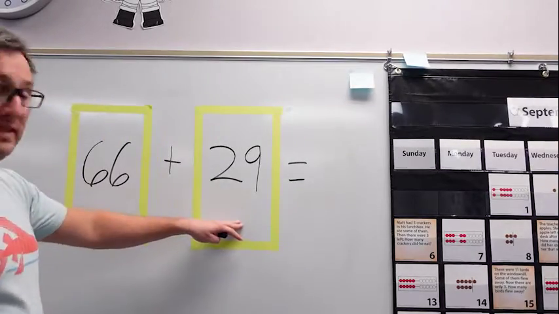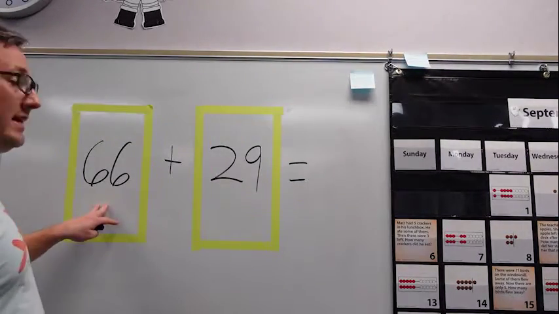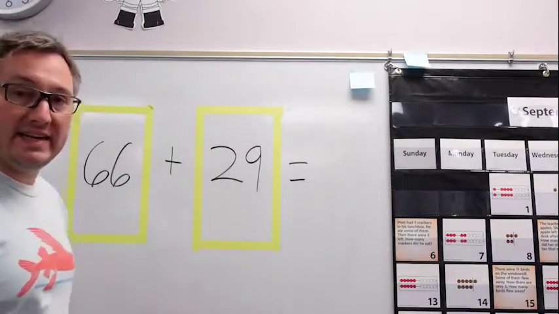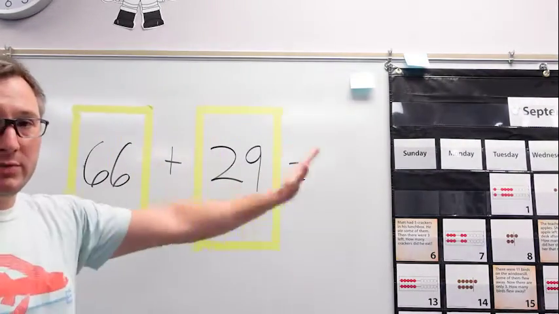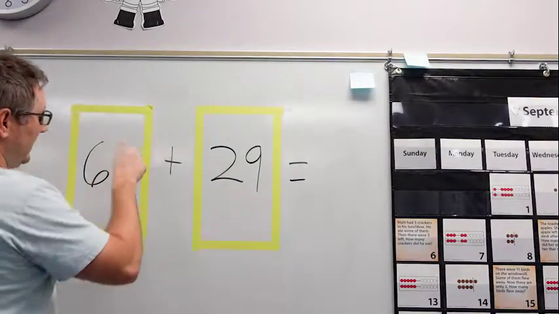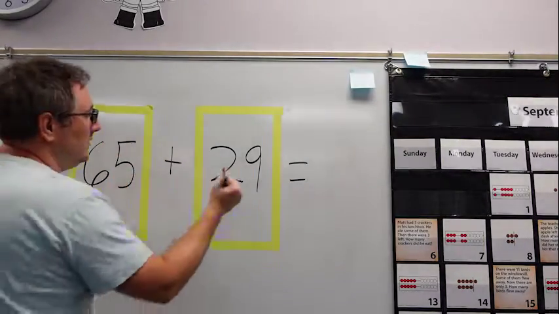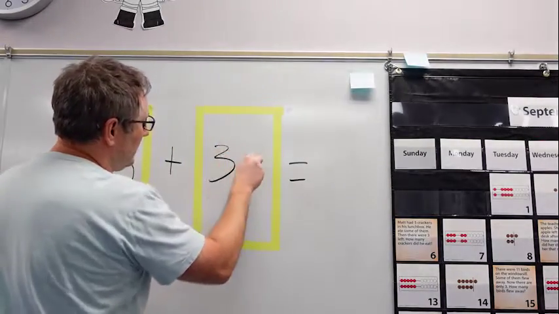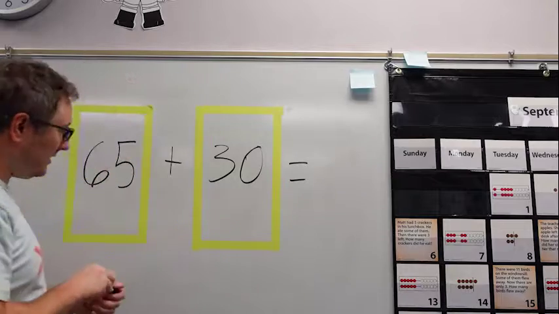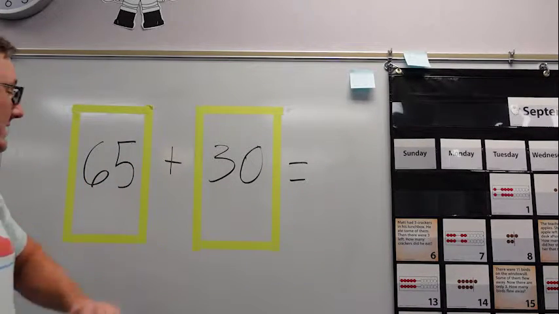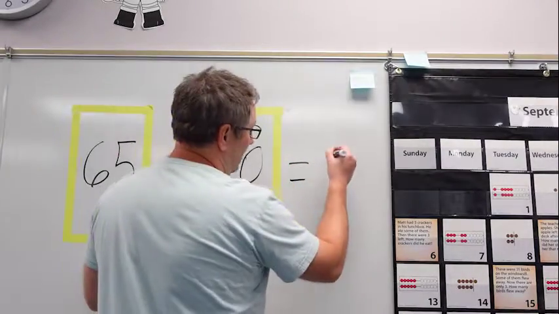66 plus 29. 6 tens, 6 ones, plus 2 tens, 9 ones. I can easily slide one of the numbers over, just like the rekenrek. 6 tens, 5 ones, plus 30. 3 tens, 0 ones. Now I've used compensation. I can easily add these two numbers together and get 95.